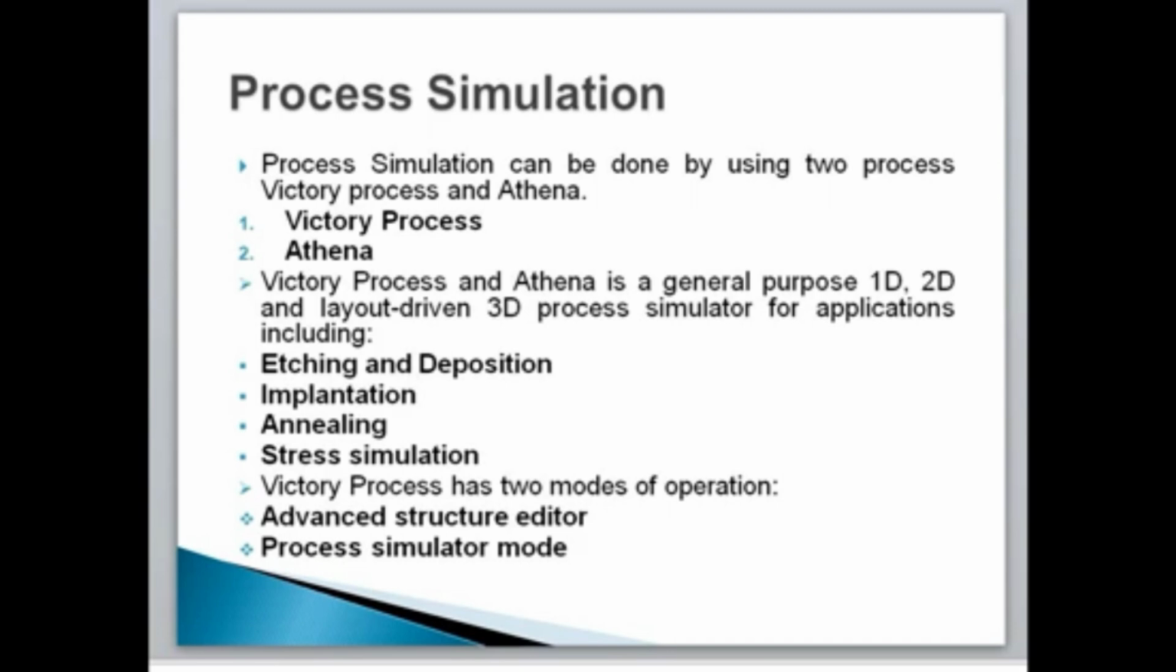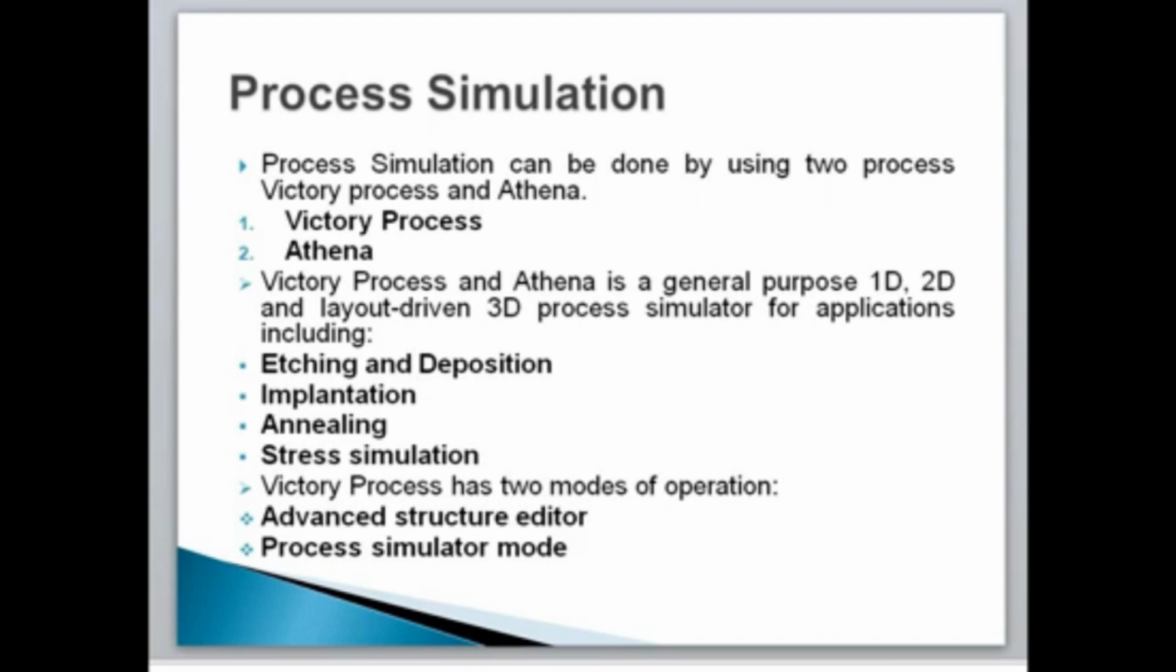Implantation is done with a very fast analytical model and with a very accurate Monte Carlo model. Annealing is done with a comprehensive set of doping diffusion models. And stress simulation is done with stress history for stress engineering. Victory Process has two modes of operation. The first one is the advanced structure editor and the second one is the process simulator mode.